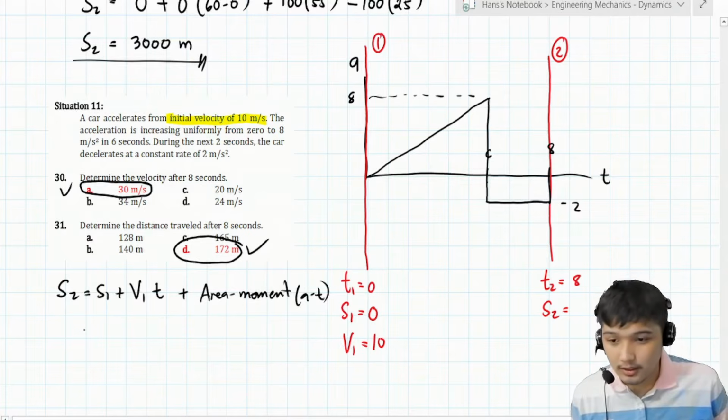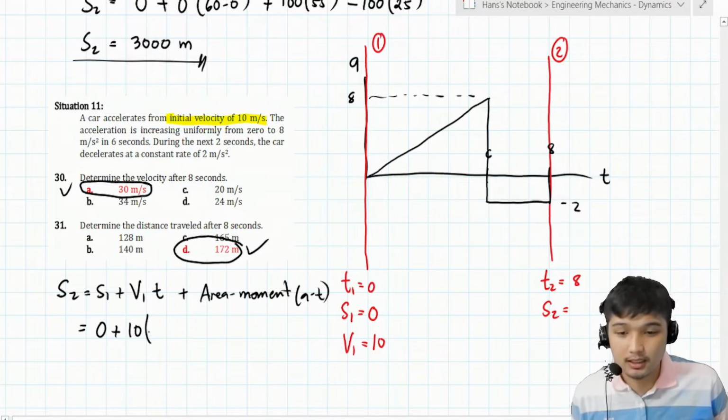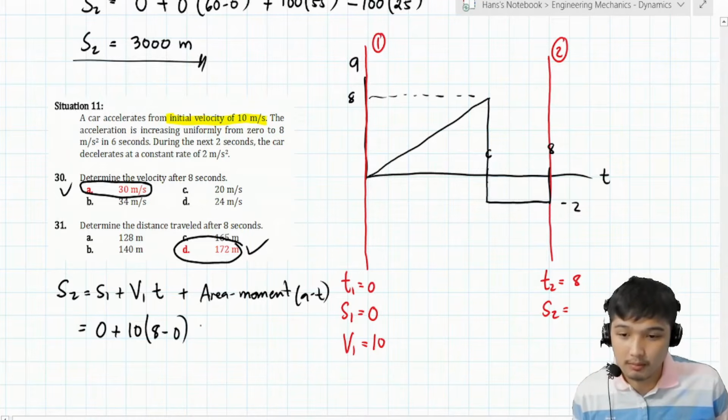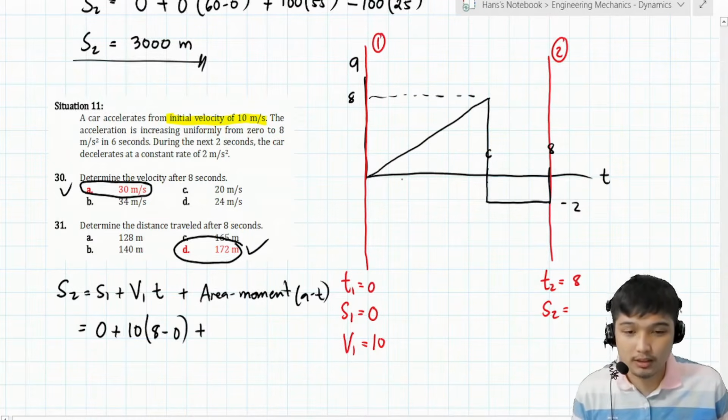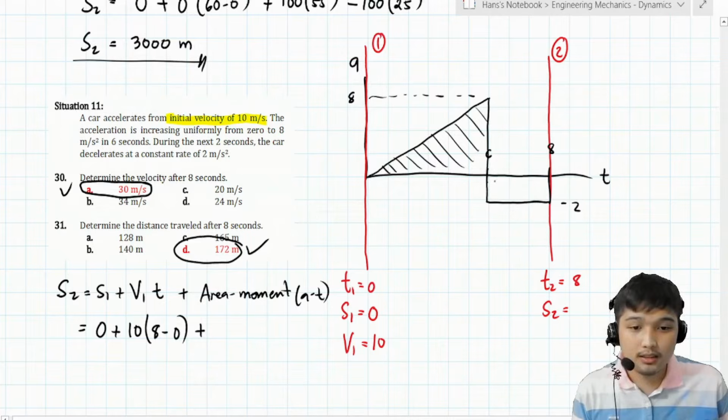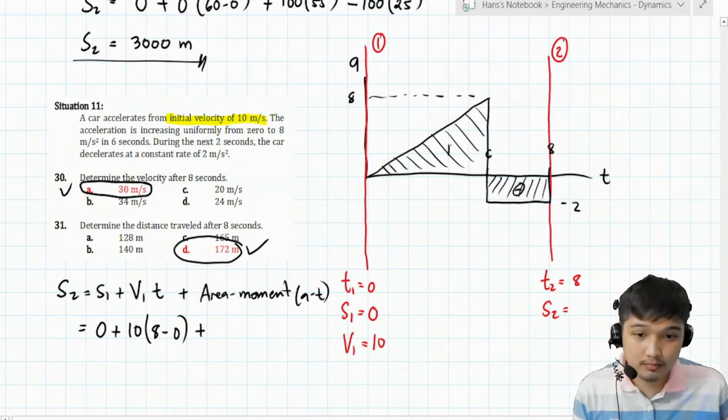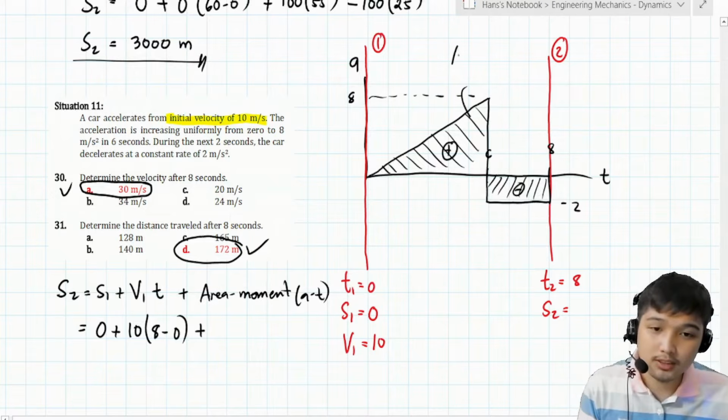Okay, so let us start. S1 is 0. V1 is 10. And then what is yung time T? So that is the difference, no, nung time T2 minus yung time T1. Okay, plus the area moment. So as you can see, between point 1 and point 2, may dalawa na naman tayong area. Okay, so one is positive, the other one is negative. Kunin muna natin guys yung area. What is the area of this one?